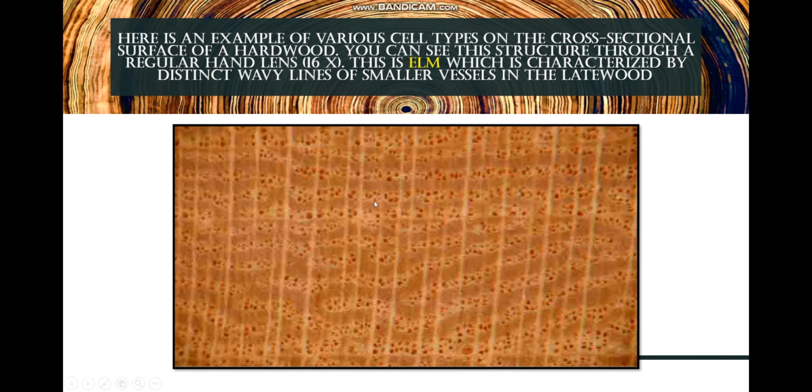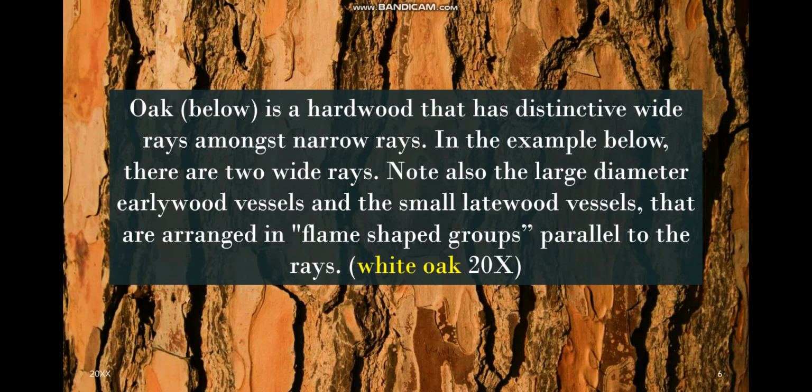The picture here is what we call the elm. This elm is characterized by distinct wavy lines of smaller vessels in the late wood. Oak below is a hardwood that has distinctive wide rays among narrow rays. In the example below, there are two wide rays. Note also the large diameter early wood vessels and the small late wood vessels that are arranged in flame-shaped groups parallel to the rays. White oak, 20 times.